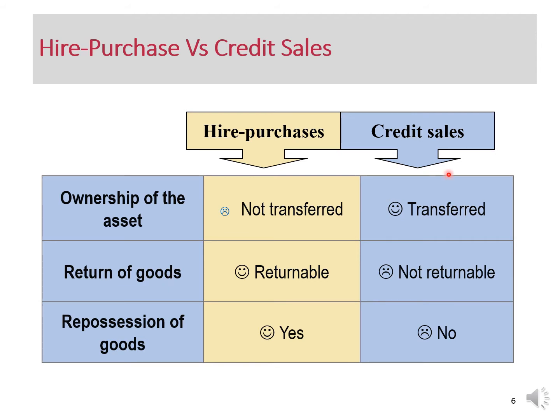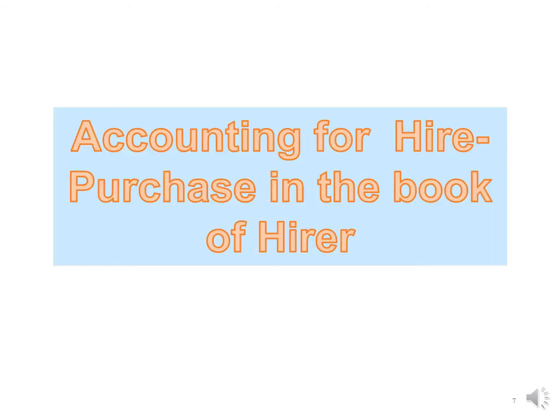For credit sales, once you have bought the assets, it is very unlikely for you to return the assets back to the seller. For hire purchase, one of the unique features is that the owner can actually repossess the goods. But for credit sales, the seller cannot repossess the goods. So these are the differences between hire purchase and credit sales.